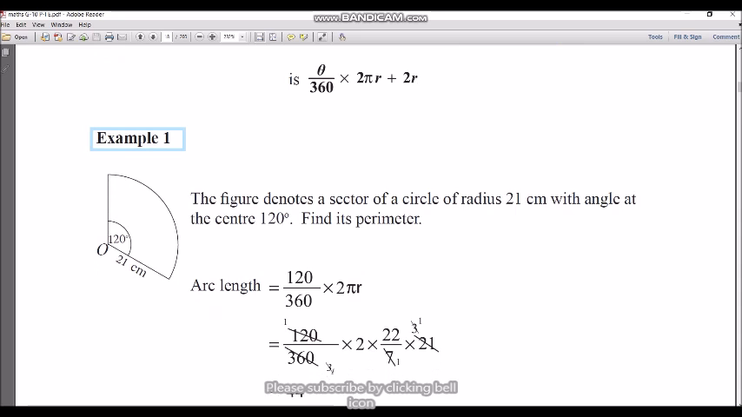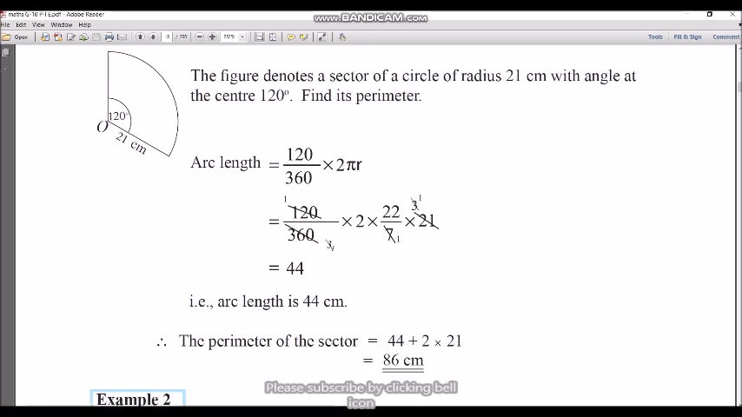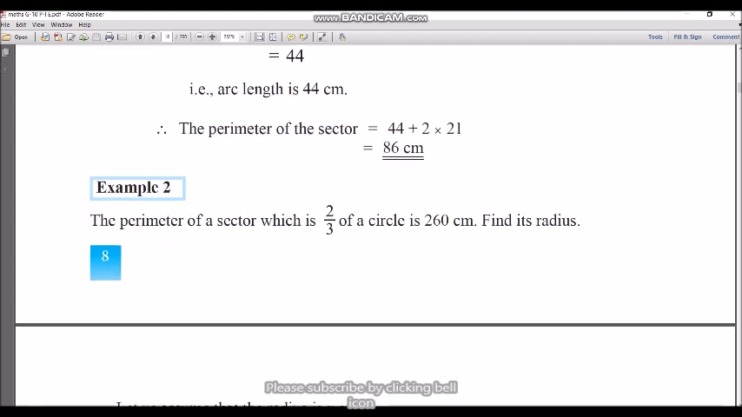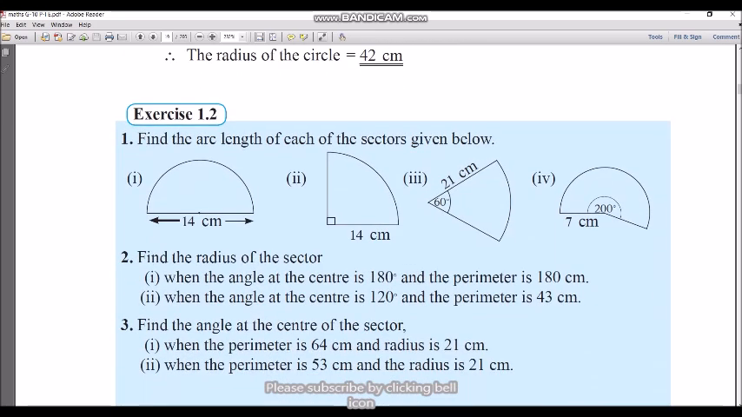These are very simple examples, where in the first one you can see the sector angle at the center is 120, and we can calculate the arc length by 2 pi r multiplied by 120 over 360, and then we have to add 2 times the radius, that is 21 times 2. So we can get the sector perimeter by adding these two values. The second one is also a very simple question, and then we can see the exercise.